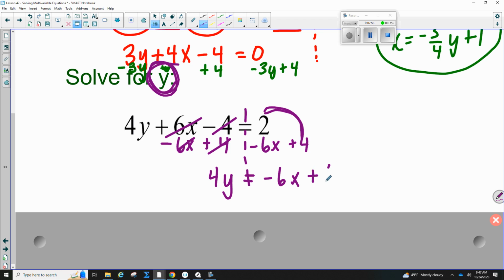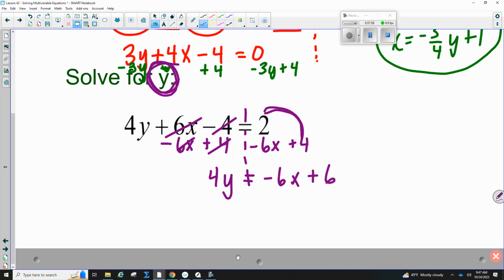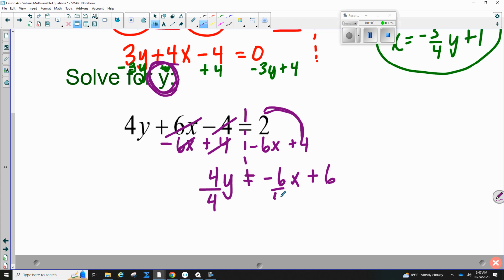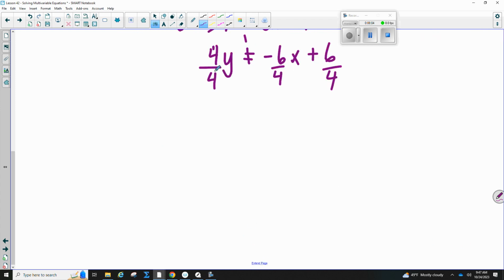All right. Then I need to divide every single piece by 4, and I do want you to do that, every piece, because then we can reduce. All right, so this is negative 6/4. You pull that fraction out in front and reduce it to negative 3/2 x. Then this one reduces to positive 3/2.